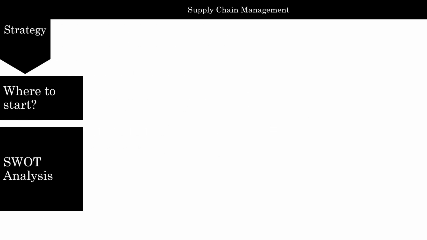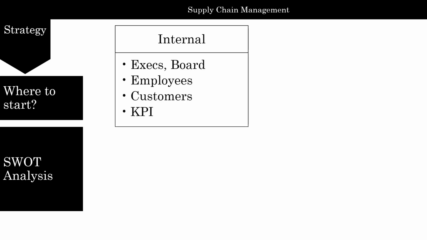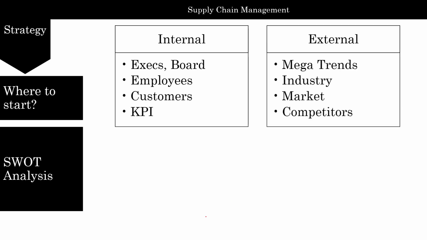There's often a big confusion on what is internal and what is external to the company. So here are some examples of internal: the executives, the board, employees, customers, key performance indicators. These are all internal to the company. And external is mega trends, the actual industry, markets, the competitors. So it's very important when you do this to not confuse between internal and external.